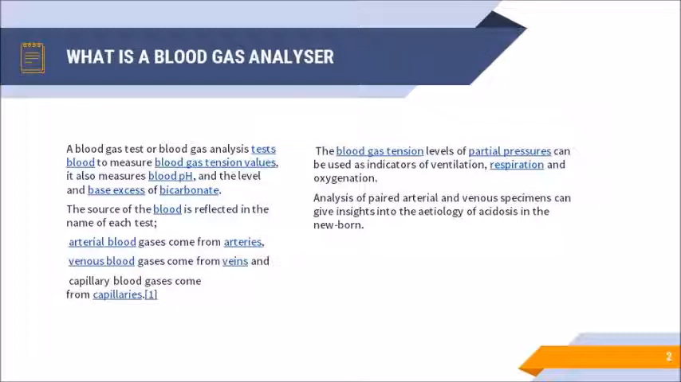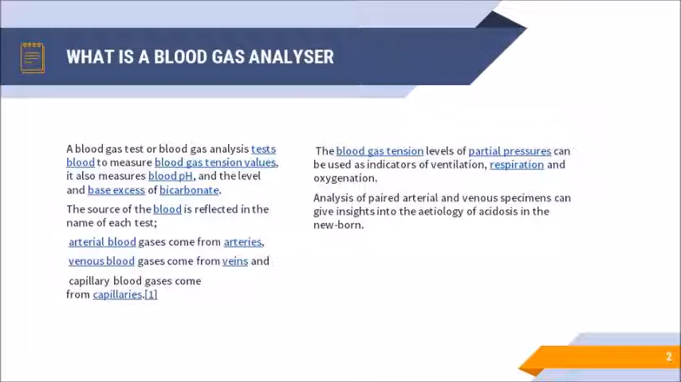What is a blood gas analyzer? A blood gas analyzer is a blood test analysis that gives you the blood gas tension values as well as blood pH, bicarb and base excess. Now these values reflect the arterial blood conditions. Depending on the sample from which it has been drawn, these are known as arterial blood gases or venous blood gases.